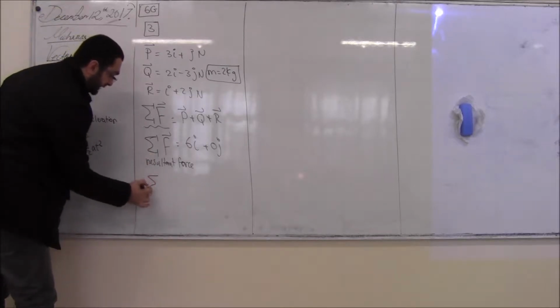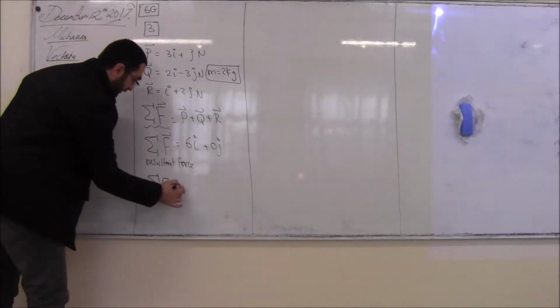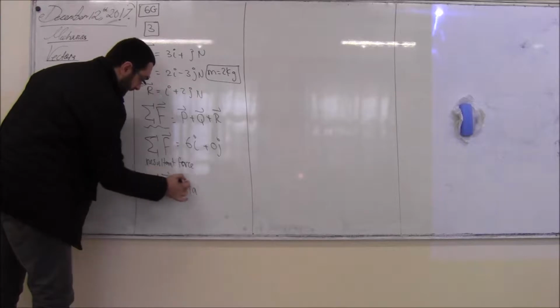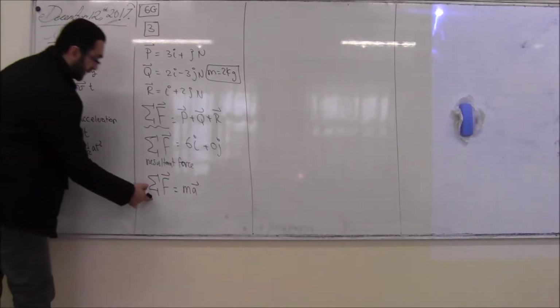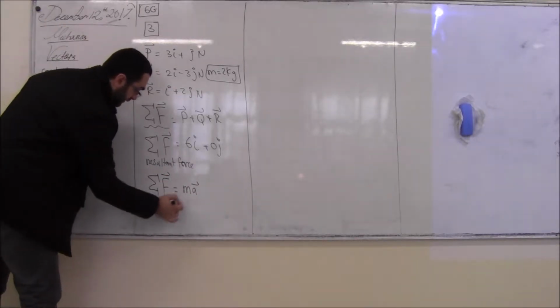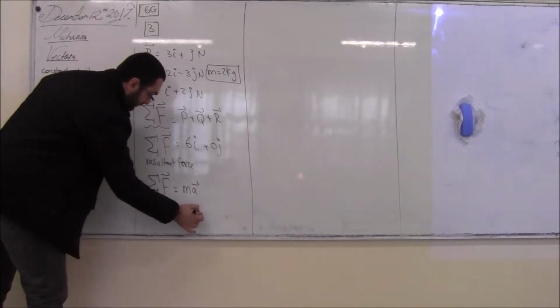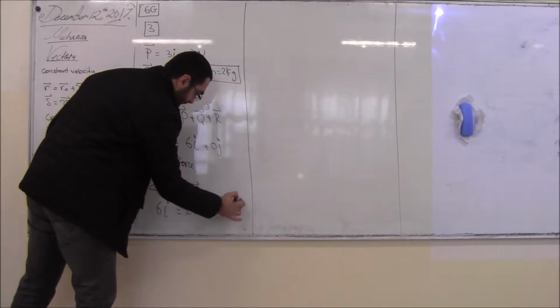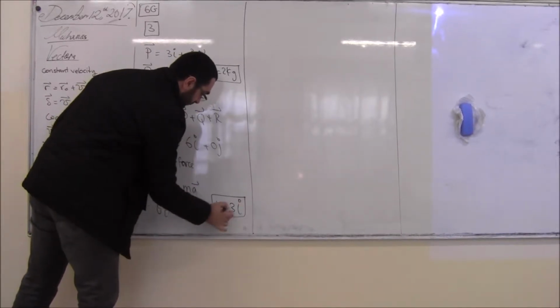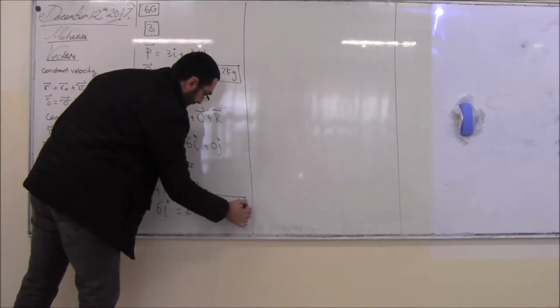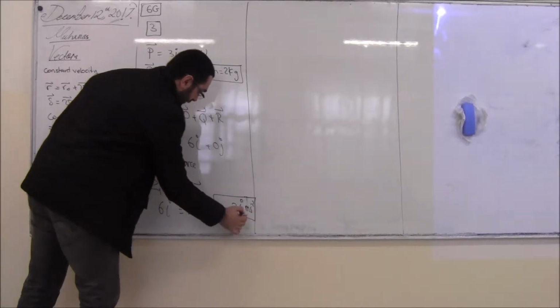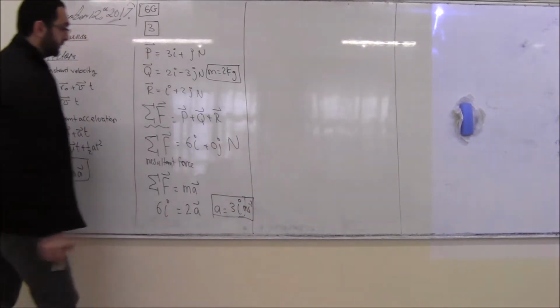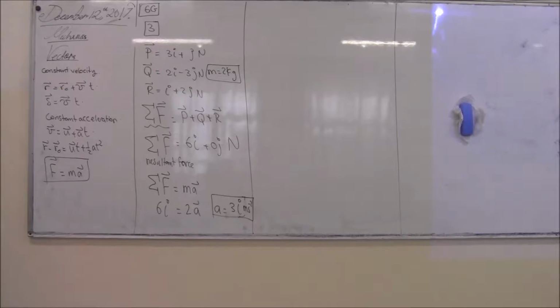Now I can find the acceleration by using this formula. F equals the sum of forces equals MA. The sum of force is 6I. Mass is 2 times A. So A equals 3I, in meters per second squared. The unit for force is newtons. Any question about this?